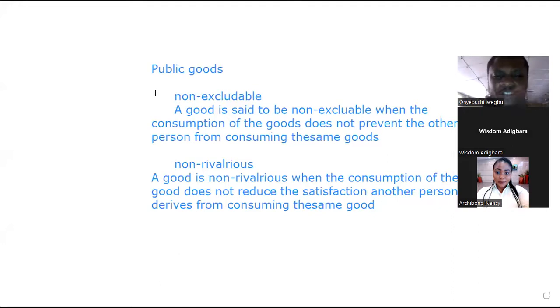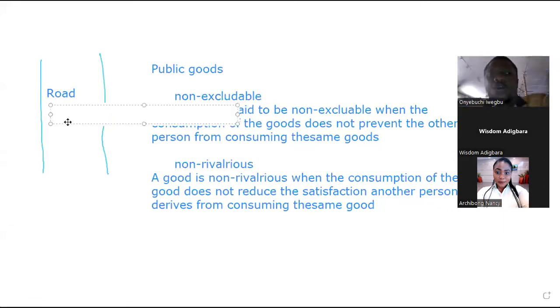What do we mean by a good is non-excludable? We say a good is non-excludable when the consumption of the good does not prevent the other person from consuming the same good. An example of that kind of good is a road. A road is a non-excludable good. Why? On that road, Grace can drive her car, nobody will stop her.